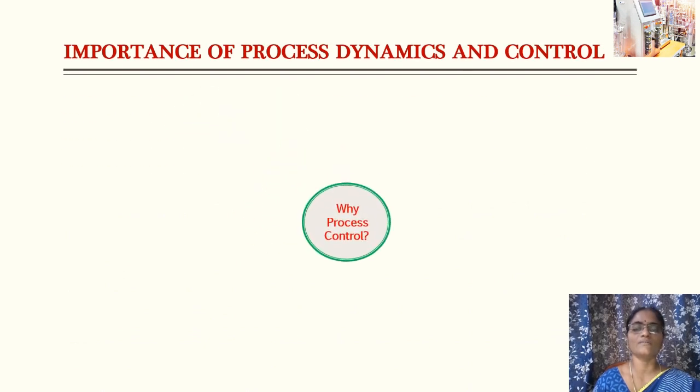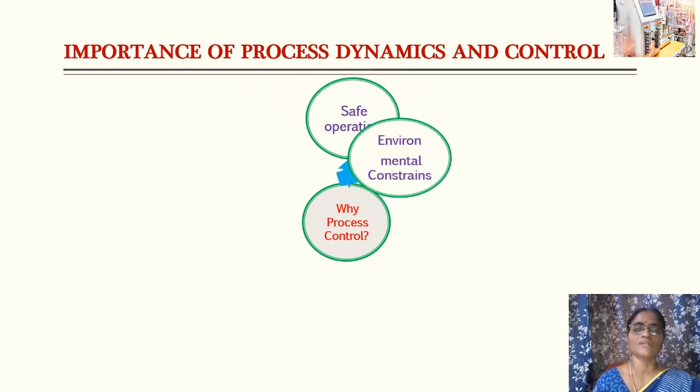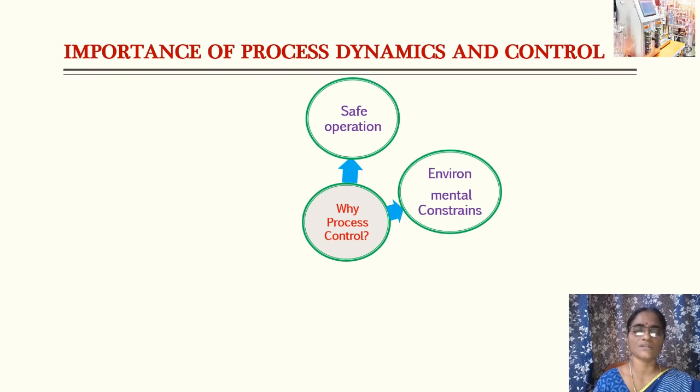Actually, why do we need to study process control? Chemical engineers are known as process engineers. We need to work in different environmental conditions. Wherever we are working, we need not go directly into the environmental conditions. We can sit in front of the computer and control the entire process. So the entire operation will be very safe. That's why we go for process dynamics and control.